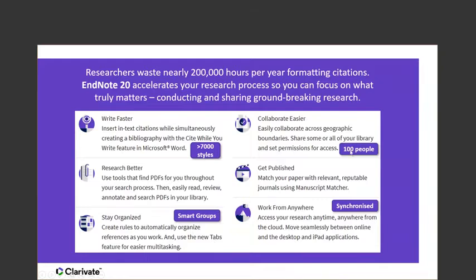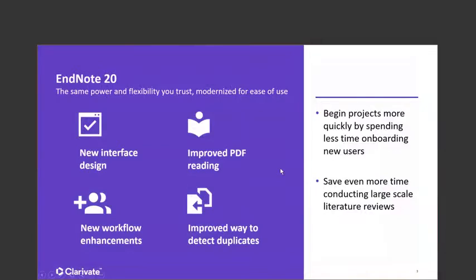We have the ability of sharing libraries, and the fact that synchronizing will link to Mac, PC, and iOS applications too. In addition, something in the background that a lot of people don't know about is called Manuscript Matcher, and that's still in the product and accessible as well. So from that point of view, core functionality, nothing's changed. So what has changed on version EndNote 20?